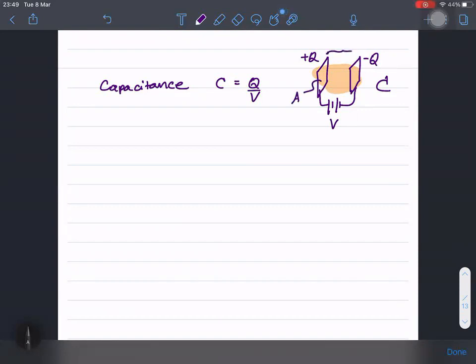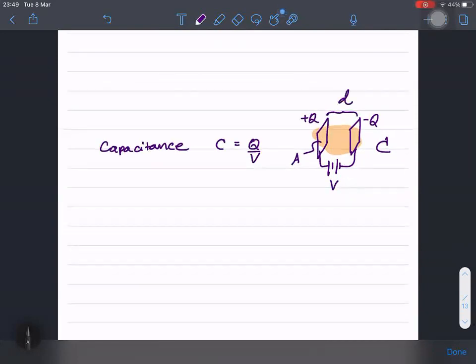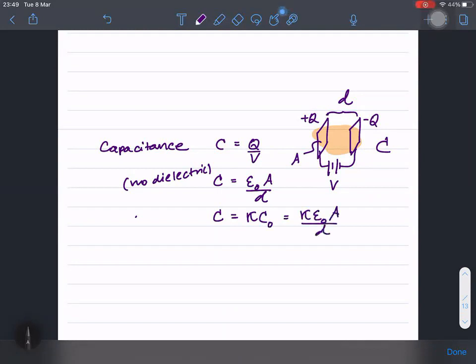But if we think about the dimension parameters like area A and the gap distance D, then we can find that C equals epsilon 0 A over D. This one is with no dielectric. But if your capacitor is with dielectric, you can find that C would be equal to kappa C0, which equals kappa epsilon 0 A over D. So you simply multiply by kappa when you change the kind of material.